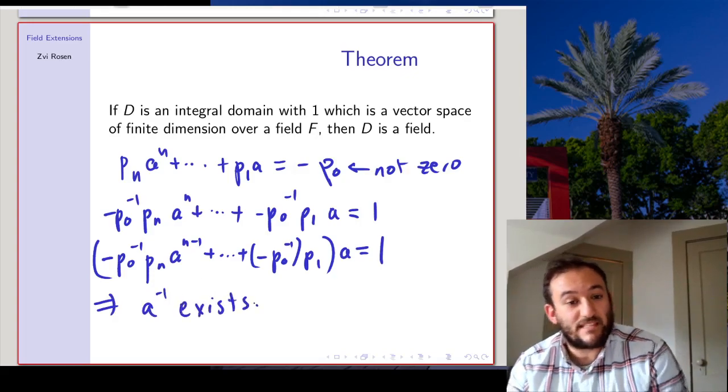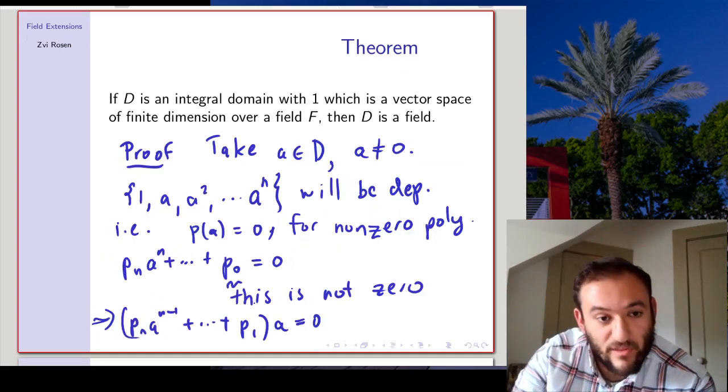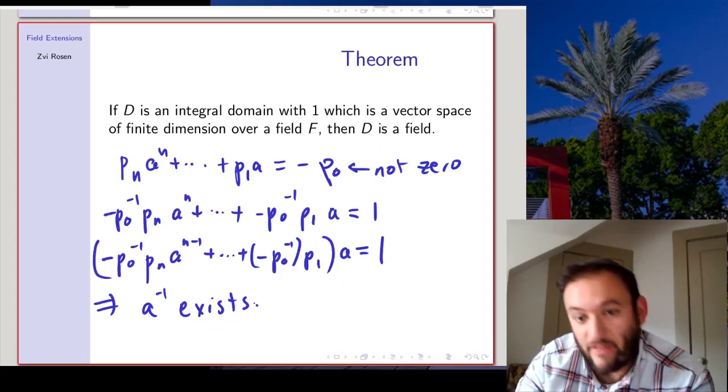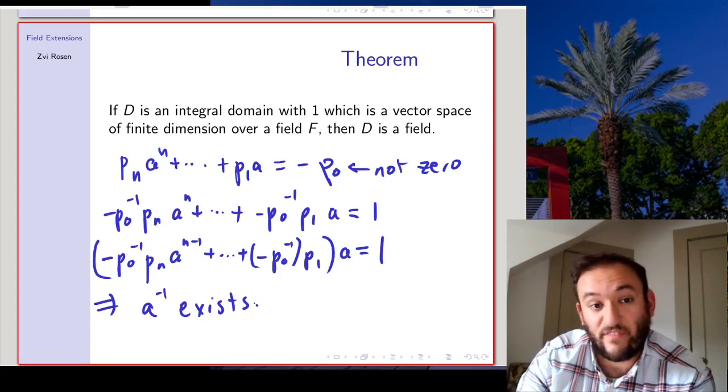Okay, so that means that because we started with an arbitrary element in the integral domain, we were able to invert every element in the integral domain, which means it's a field.